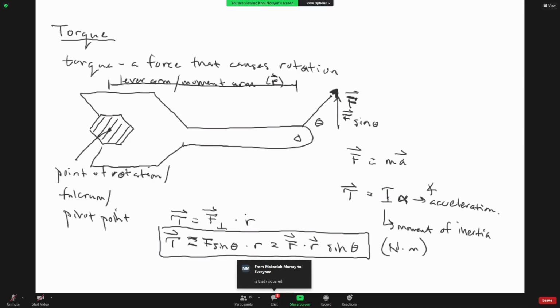Moment of inertia here? No. There's no square. Where's the square? This is an equal sign. I don't see how anything else could be mistaken for a square besides that equal sign.